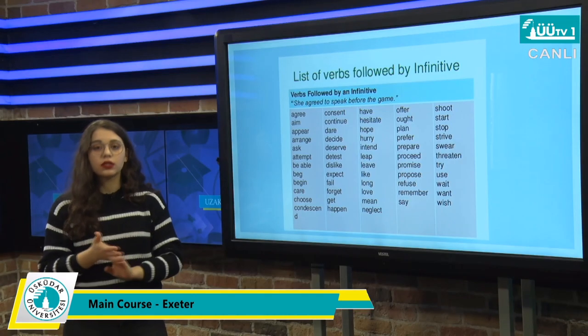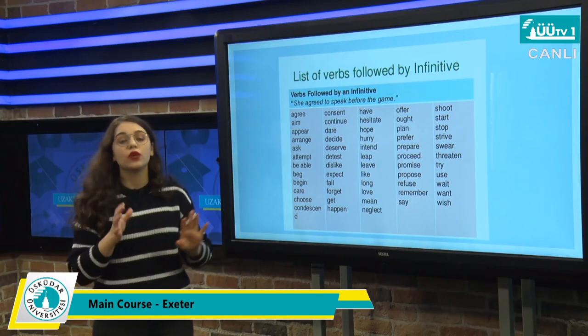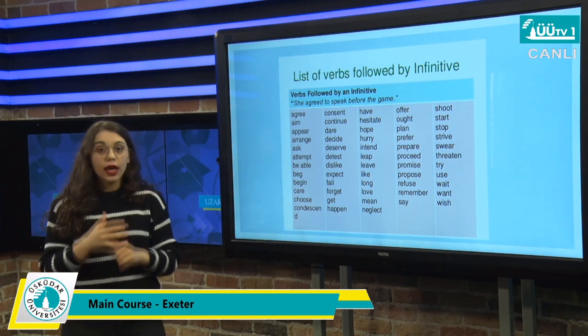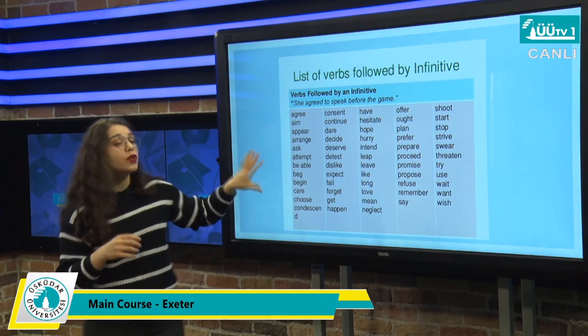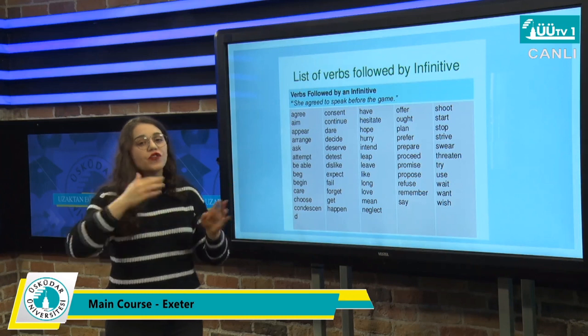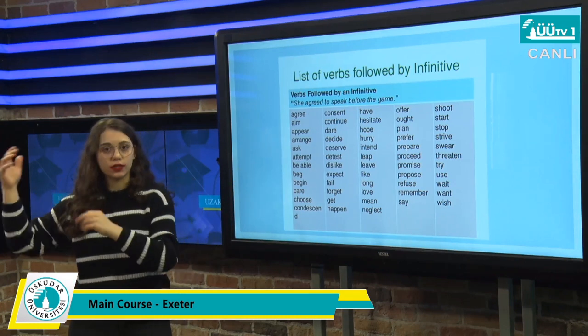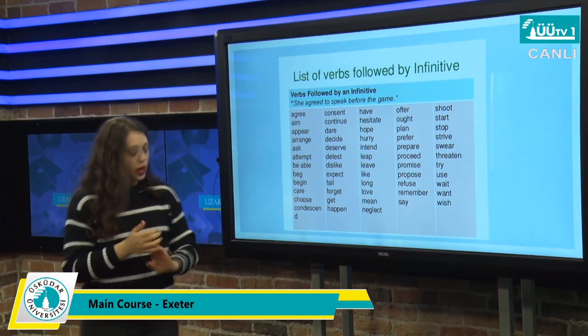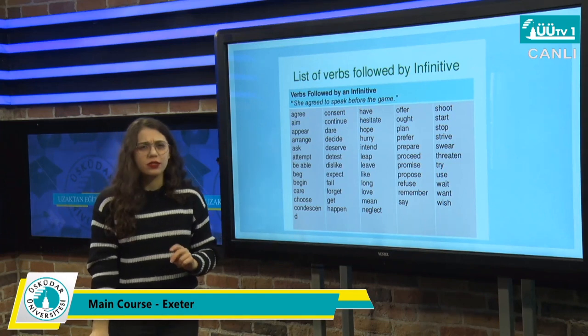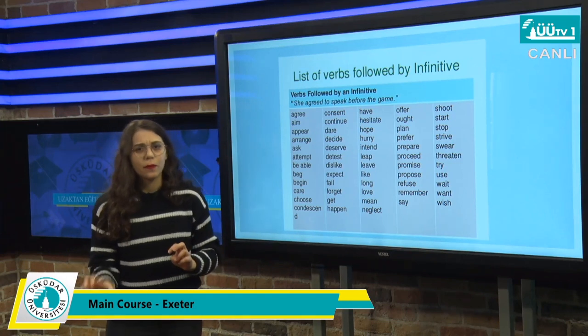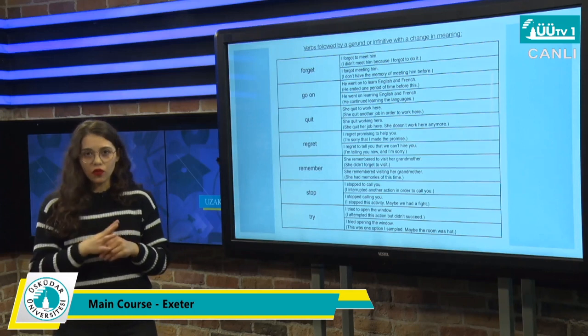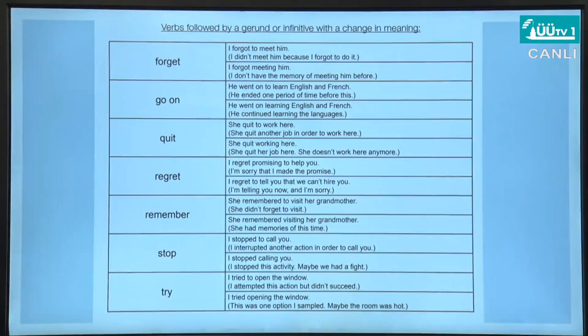And after these verbs, we can use infinitive forms. Again, do not forget that after we use these verbs, then we use this infinitive, to something. Okay. But there are exceptions, like there are always exceptions. So, some verbs can take either gerund or infinitive, but there's a change in their meaning. So let's look at them one by one.